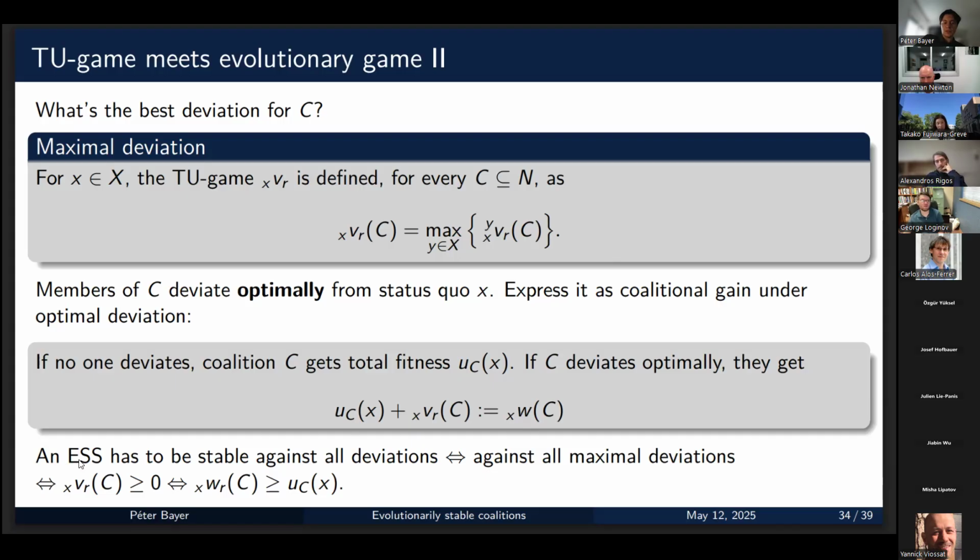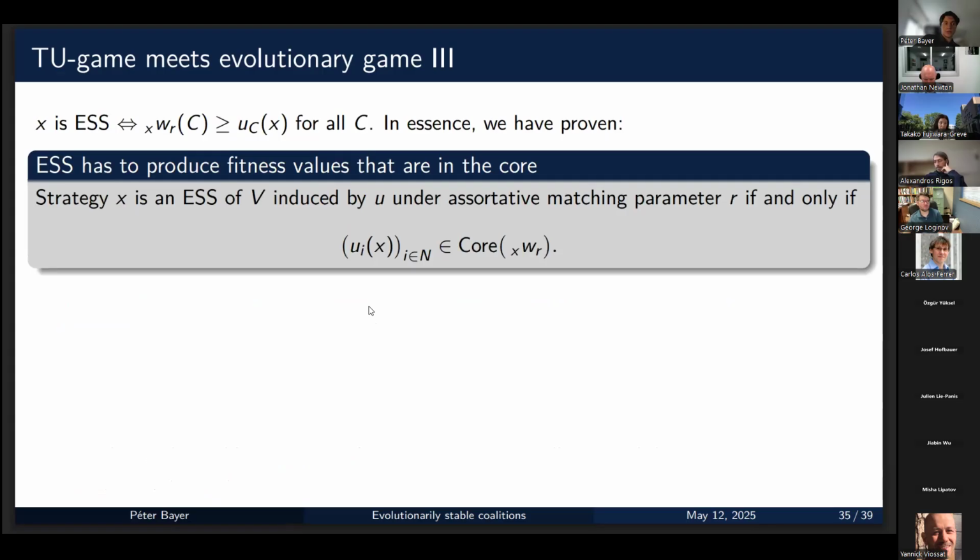And then the claim is that an ESS has to be stable against all deviations. It's the same as being stable against all maximum deviations, which is the same as this game having to give each coalition at least U_C of X, the sum of the individual payoffs. And that happens to be a core condition. So the ESS will have to produce fitness values that are in the core of this tortuously obtained game W. And that's basically the result. An ESS has to produce fitness values that are in the core.